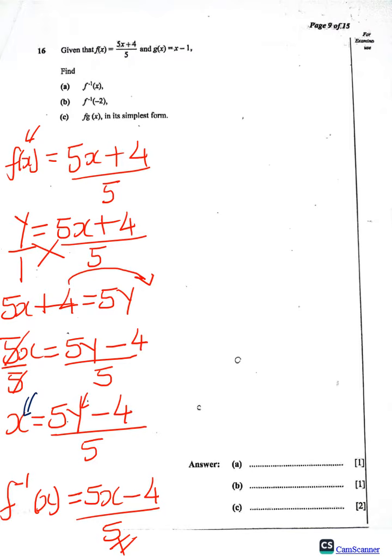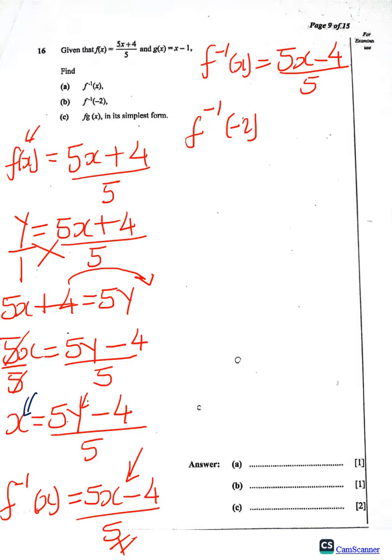So part B, we have f of inverse of -2. So first we are going to write an expression for the inverse function. So the expression is f of inverse. We have found this expression here. So it is 5x minus 4 divided by 5. Now the expression is now f of inverse -2. So what this means is we need to substitute x with -2.